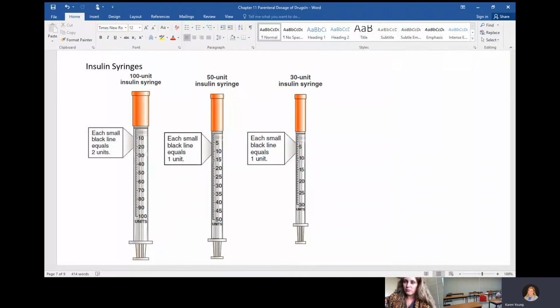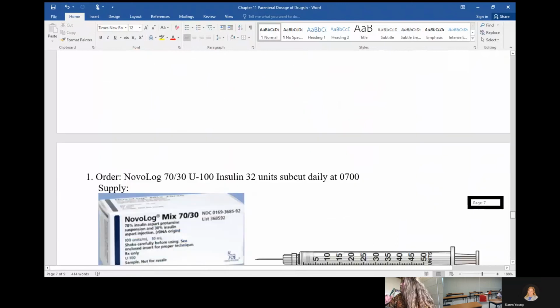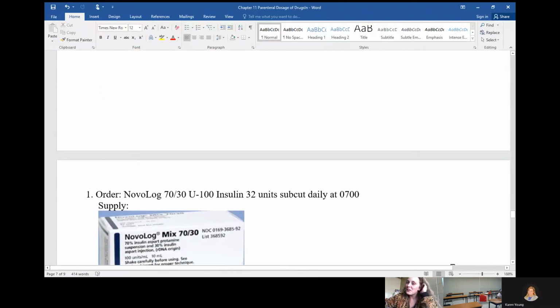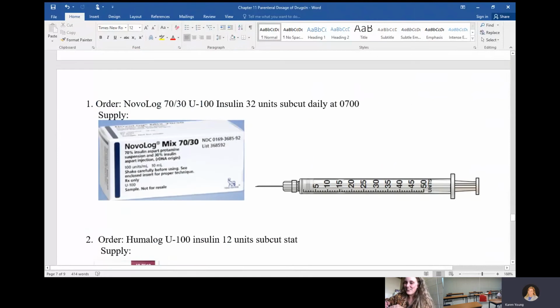And then we have our 30 unit syringe. And again, each line is 1 unit. And it's got a special name, I can't think what it is. The 30 unit means it only holds 30. Now, these are so easy. Don't think I'm lying to you. All right, you have to check your labels. That's the hardest part of this one.